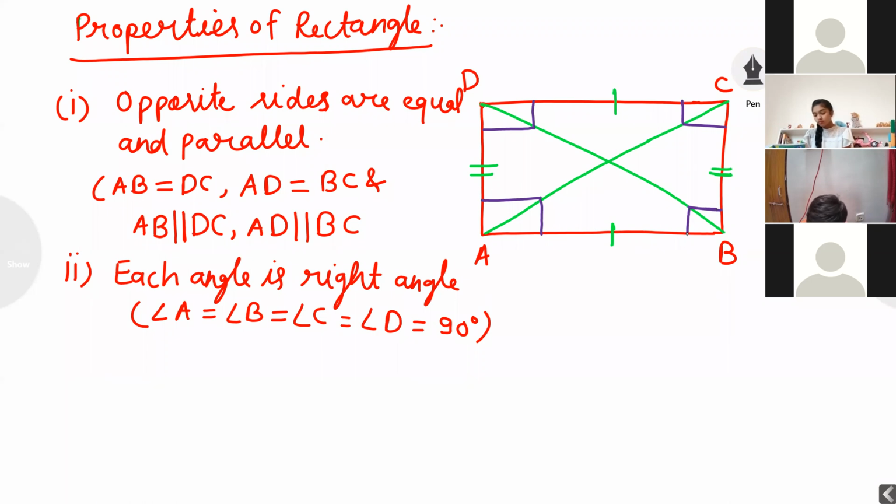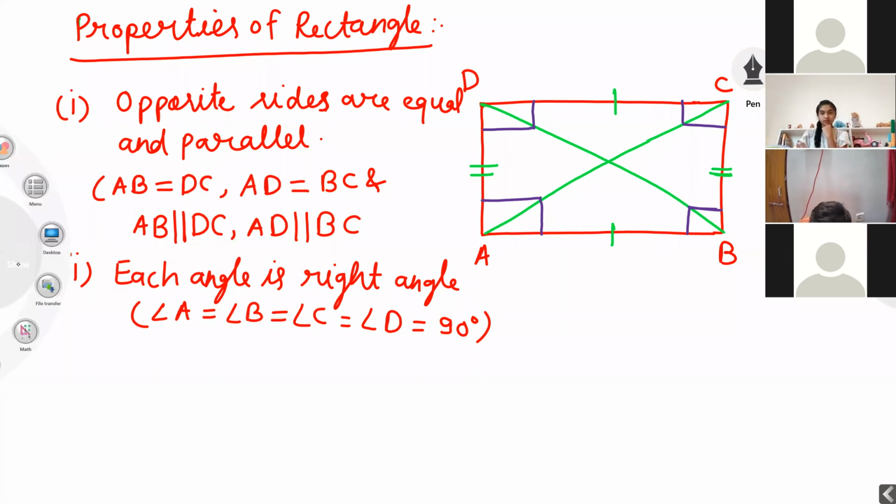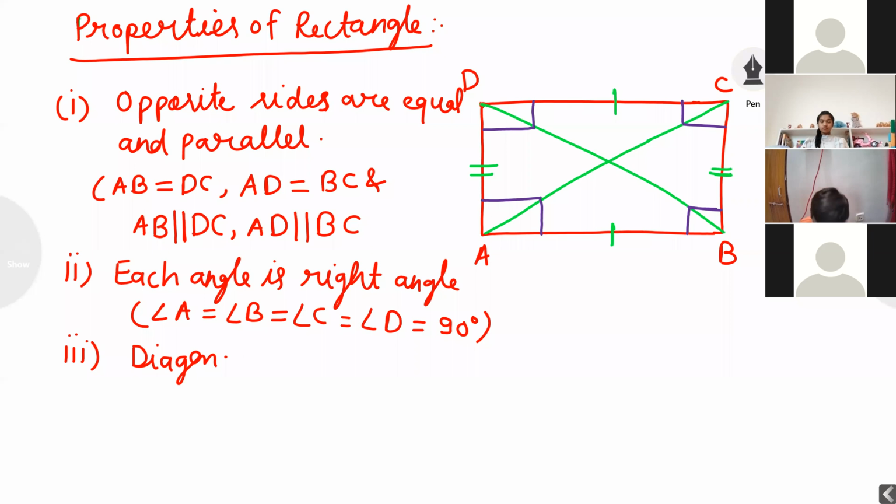Third property, diagonals are equal. What is the meaning of diagonals? When we are joining two opposite vertices, that is called diagonal.